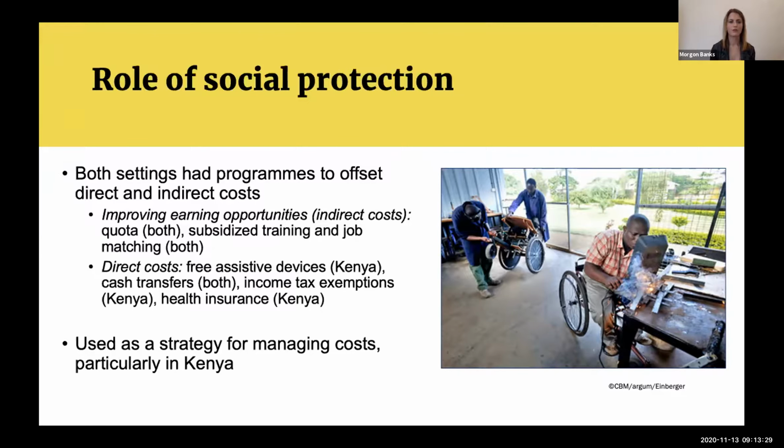There were also programs that were focused on direct costs. So for example, in Kenya, there was a free provision of assistive devices. Both settings had cash transfers. And in Kenya, they had income tax exemptions. So these were for people in the formal sector earning below a certain threshold. They were exempt from the 30% national income tax. As well, in Kenya, there was a public health insurance option. So social protection was used as a strategy for managing costs, and this was particularly so in Kenya, much more than in Bangladesh, which I think is understandable given the wider availability of programs in Kenya.